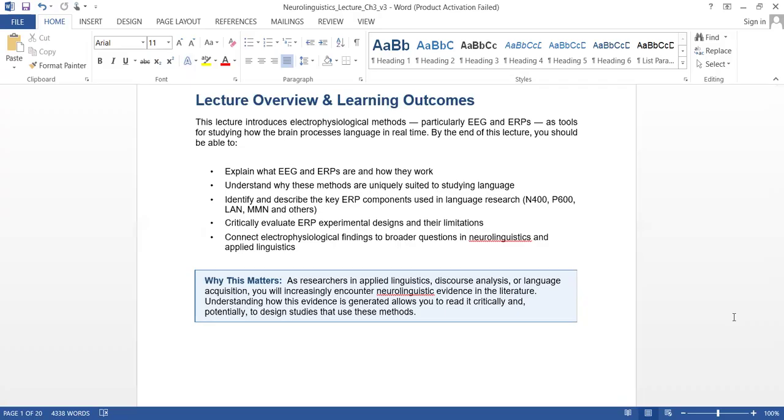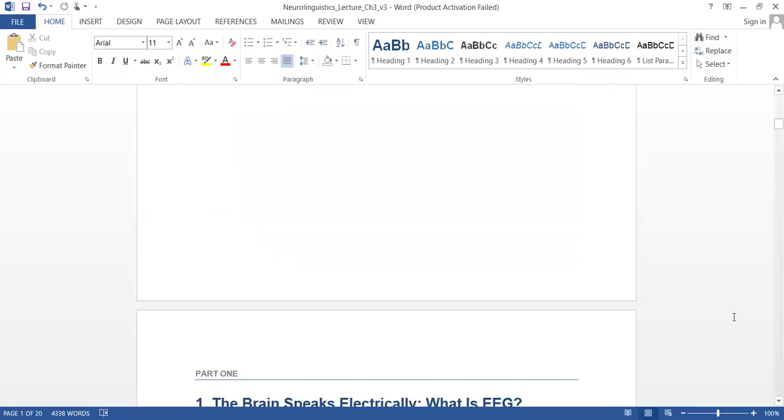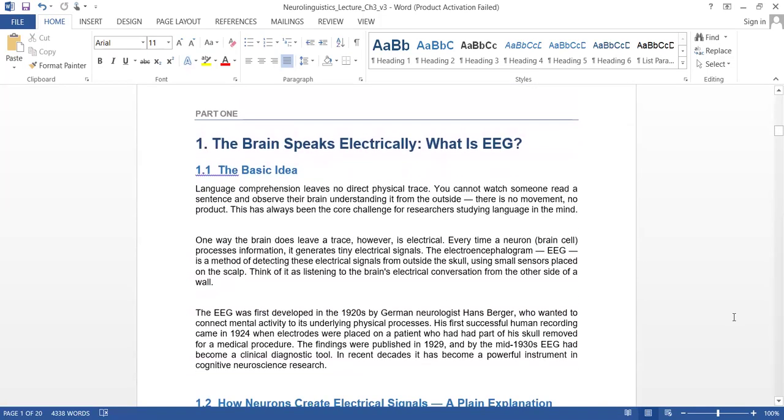As a researcher in applied language, discourse analysis or language acquisition, you will increasingly encounter neurolinguistics evidence in the literature. And if you come across such evidence, you should be able to interpret it. You can only interpret it if you have some knowledge of ERP and EEG and how these experiments are done, right? Okay. The brain speaks electrically.